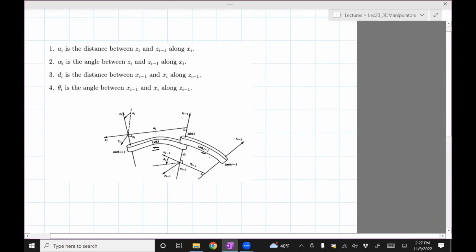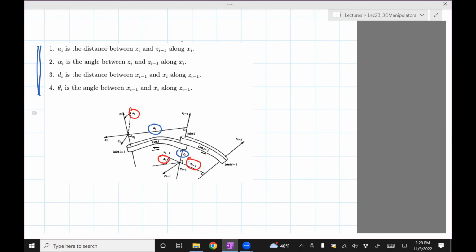I have also put this figure, which is kind of helpful. After you assign the frames, this thing will help you to figure out where is d. Here's d. And then alpha i. See, this is a i minus 1. Okay, this is theta i, and this is I think alpha i. Okay, so you can use this, but I have an easier way of doing it.